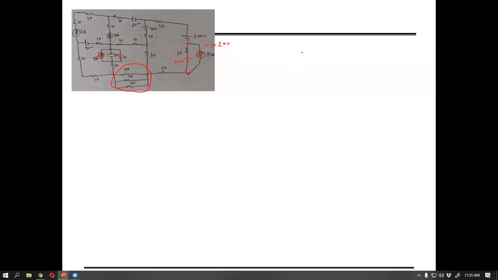If not the same, we use the formula: 1 by R equivalent is equal to 1 by R1 plus 1 by R2 plus 1 by R3. So 1 by 30 plus 1 by 30 plus 1 by 30. So this is 1 plus 1 plus 1 over 30, so 3 by 30, so 1 by 10. So 1 by R equivalent is equal to 1 by 10, so R equivalent is equal to 10. This is very simple.